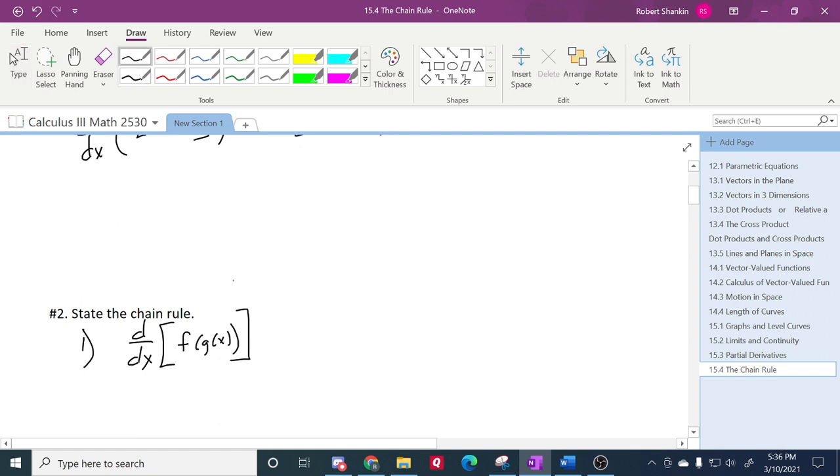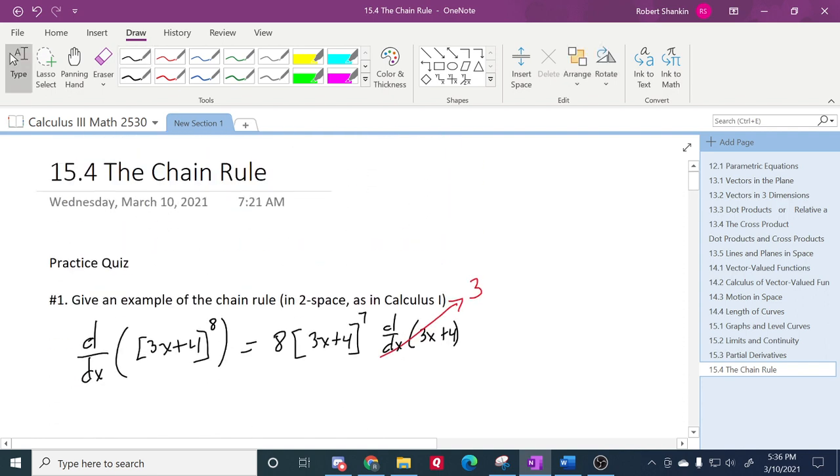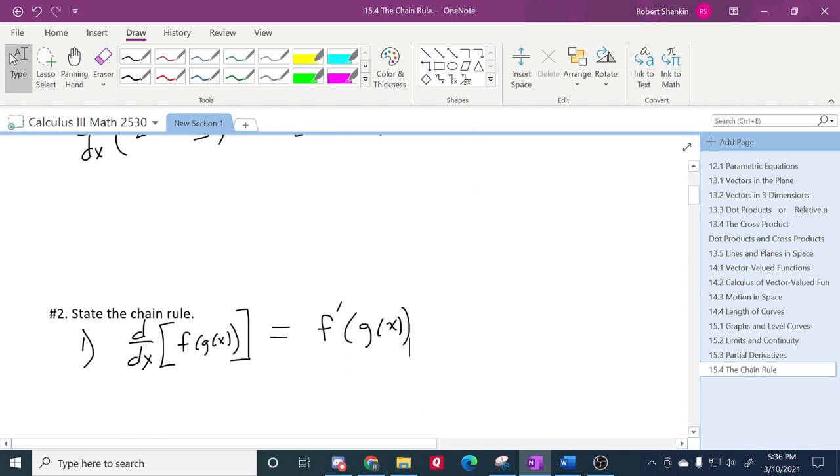And you take the derivative of the outside. You leave the inside just the way it was. So when I took 8, I didn't take the derivative at this point. I just left the inside just the way it was. Okay. And then you have to tack on, so that is a function of that, and then you tack on g prime of x.